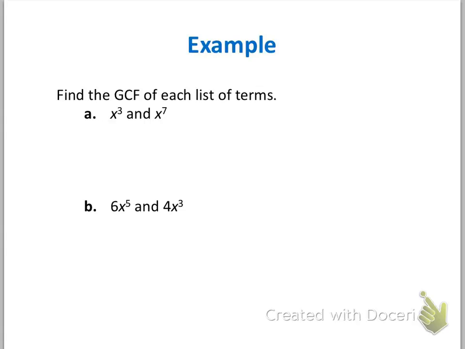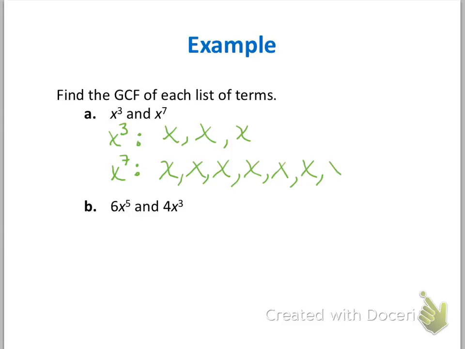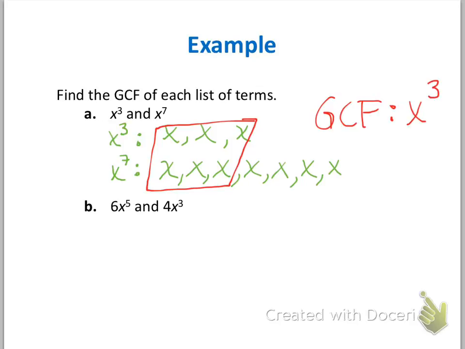If I have x cubed and x to the 7th, I need to list out the factors of each of those. The things that I multiply together to give me x cubed are x, x, and x. The things that I multiply together to give me x to the 7th are x, x, x, x, x, x, x. So the factor that they have in common is 3 x's. So the GCF is x cubed. That's the greatest factor that they have in common.